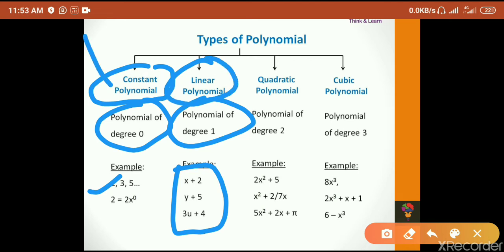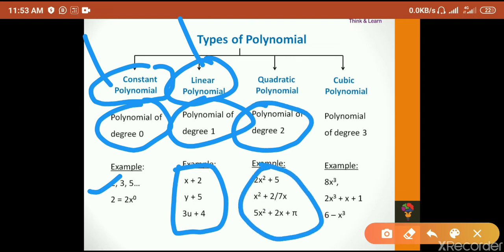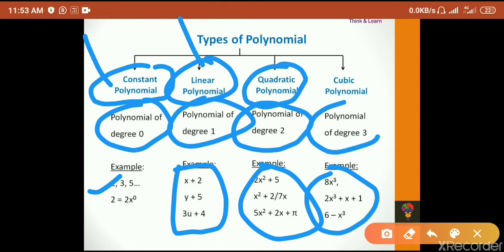0 constant, 1 linear. Polynomial of degree 2. Here you can clearly see the highest power is 2. 2x square, x square plus 2 by 7 into x, 5x square plus 2x plus pi. So the highest power is 2, so it will be known as a quadratic polynomial. And then here you can see 8x raised to 3, 2x raised to 3, 6 minus x raised to 3. So the highest power is 3. If the highest power is 3, then it is known as a cubic polynomial.